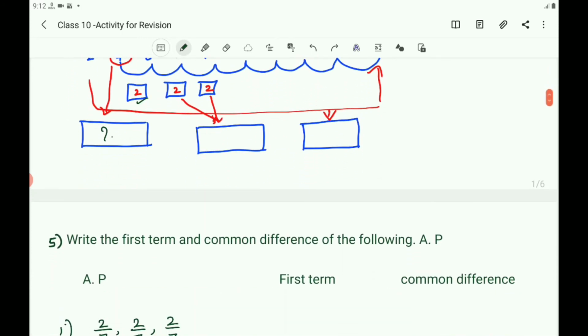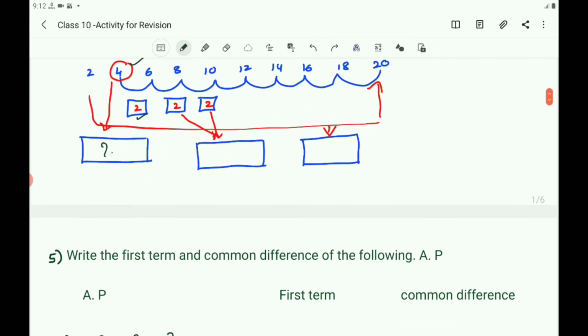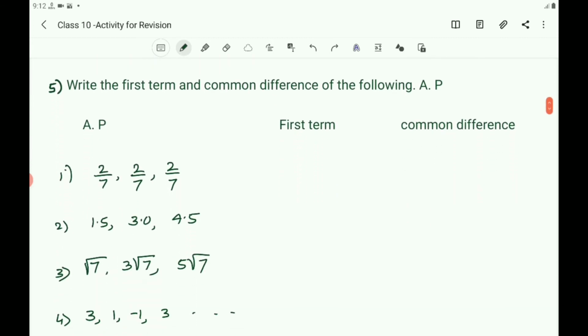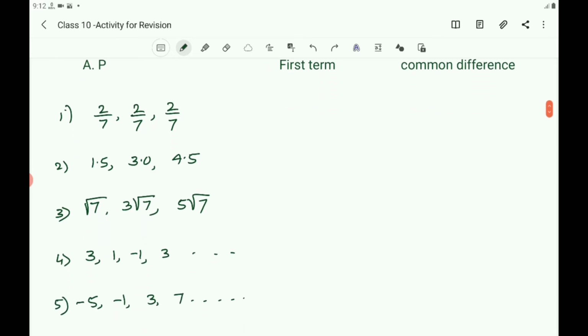Next, write the first term and the common difference of the following AP. Here some APs are given, some arithmetic progressions are given.